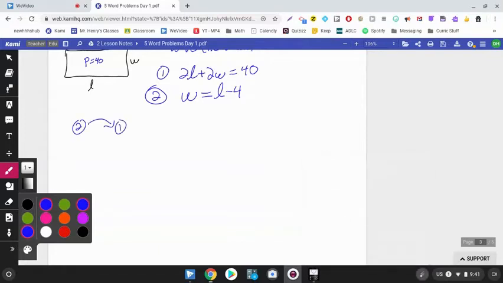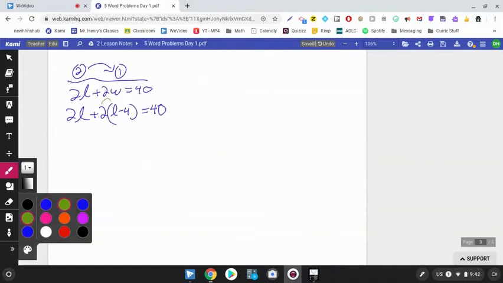Just like the last one, it's set up perfectly for substitution, for putting equation 2 into equation 1, because W can be substituted with L minus 4. So take equation 1, 2L plus 2W equals 40, and I'm replacing the W with L minus 4. Here's where those brackets were really important, because I have to do the distributive property. 2L plus 2L minus 8 equals 40. And now I'm solving, and I'll eventually find L.